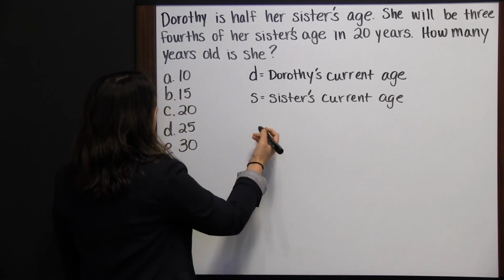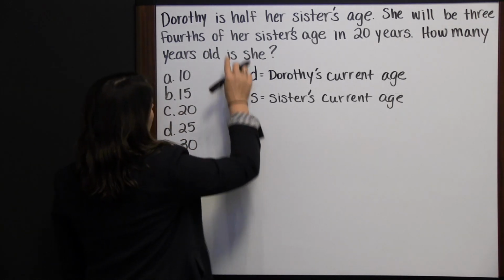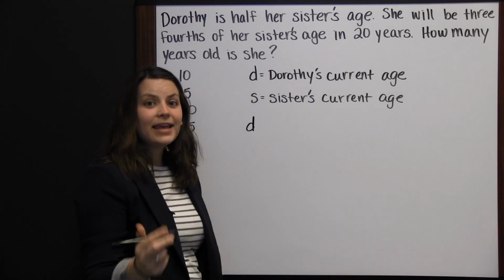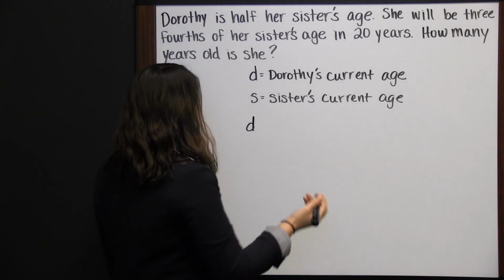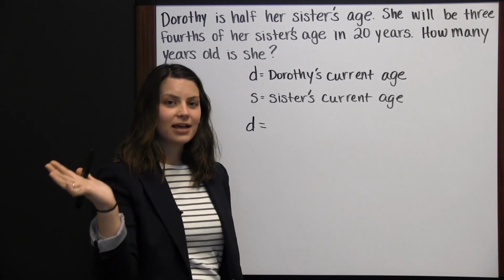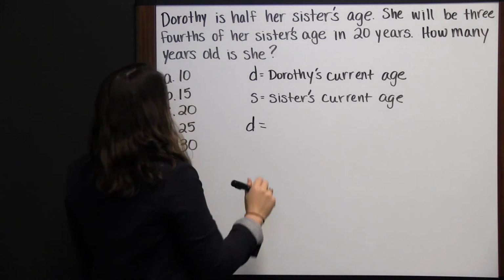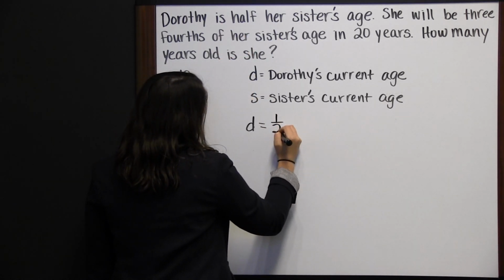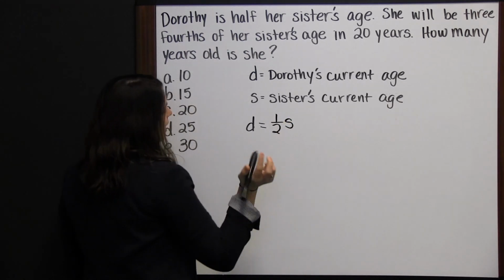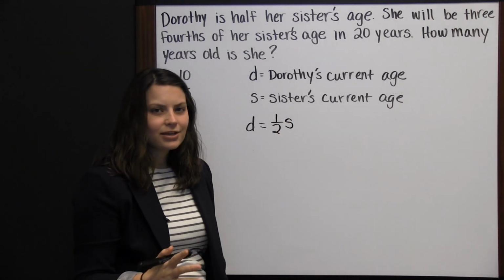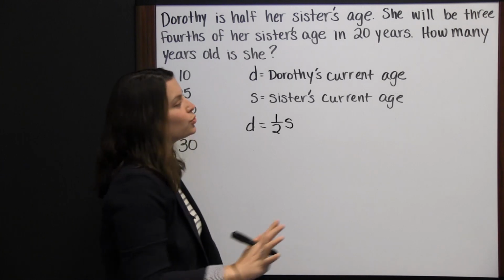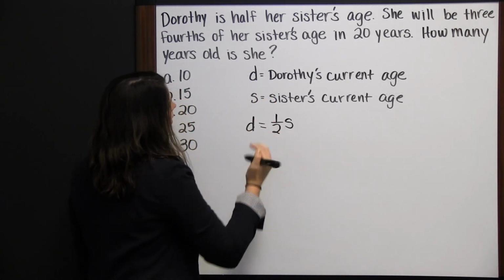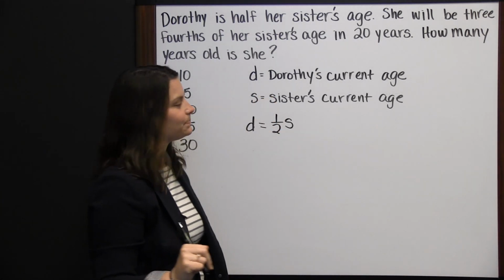So first we have that Dorothy is, and is in math means equals. It's one of my favorite words. I love the equal sign. So Dorothy equals half her sister's age, so half S. So it's kind of like translating. You're translating from words into mathematical equations.